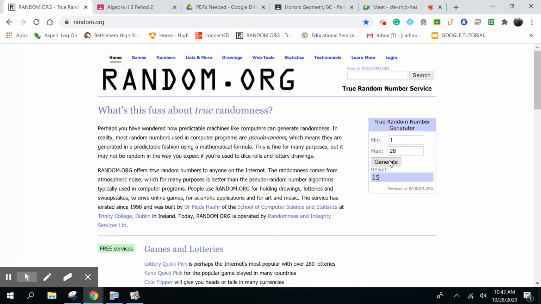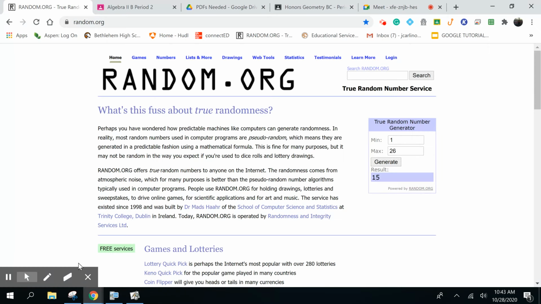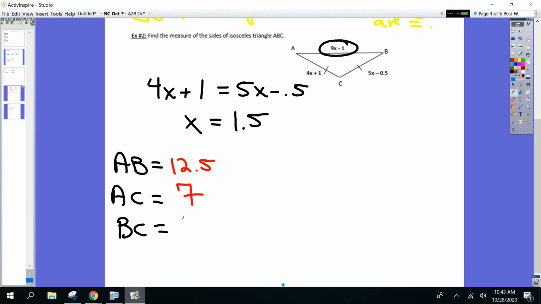15. Here we go. Will, when you're ready, value of AC. I got 7. Yes, you did. Good job. 7. And finally, the value of BC. One above. Ellie, what's the value of BC? 7. I hope so, right? Because they told me AC and BC were congruent, and it's isosceles. So 2 of my answers should have come out to be the same.